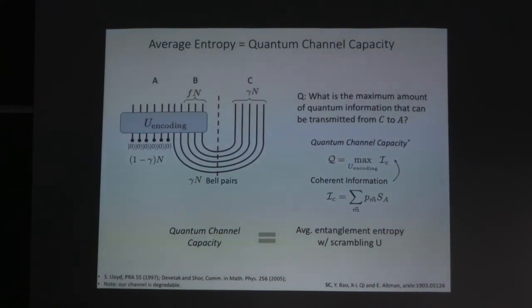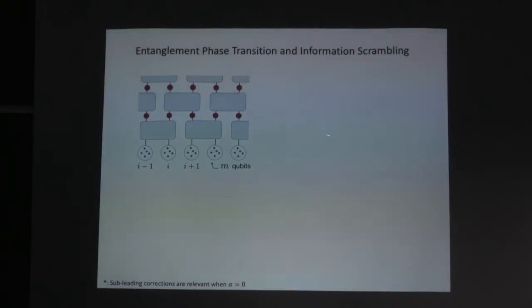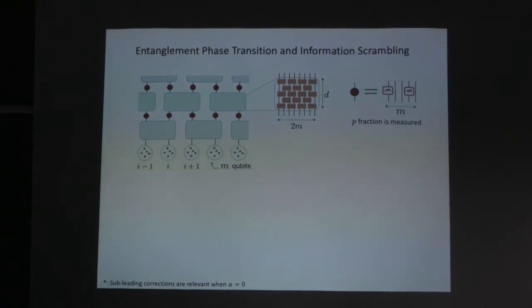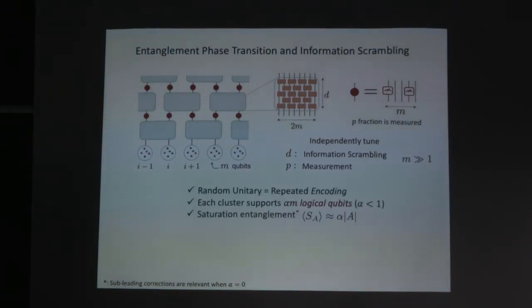And so far I only talked about non-local unitaries scrambling the whole qubit, but let's go back to our original model by modifying it in the following way. Rather than considering an individual qubit array, at each site we have m different qubits, a qubit cluster. And instead of the two-qubit gates, we consider a smaller quantum circuit of depth d. And the measurement is not probabilistic, but we always measure a certain fraction p among these clusters. In this way, we can independently tune the degree of information scrambling, tuned by the depth of the circuit, and the measurement, by the fraction of the qubits. And we work in the regime where M is very large, so it's basically the large N limit. In this case, each blue box represents encoding the information.